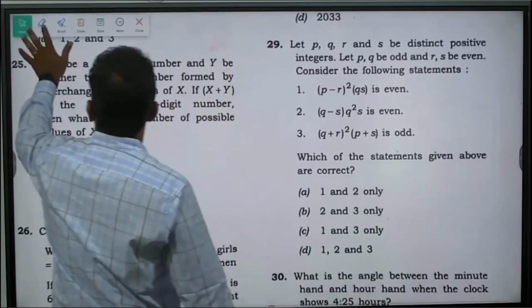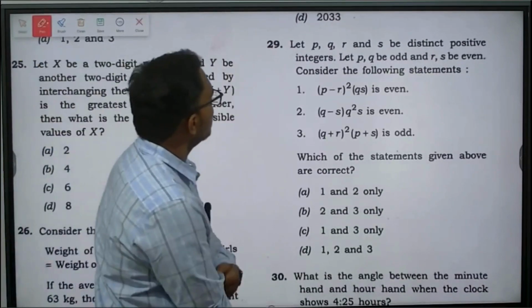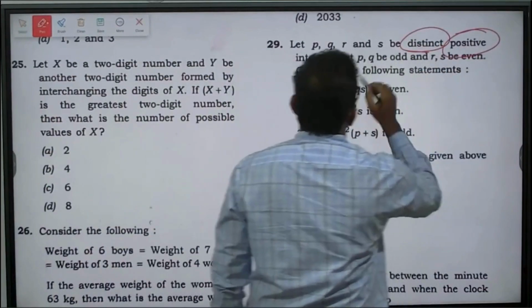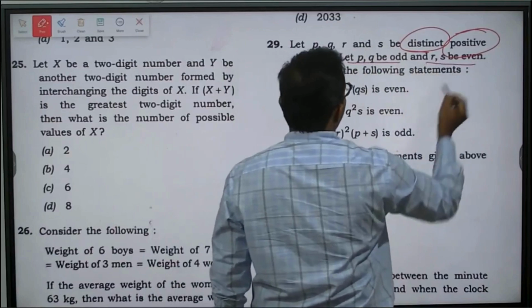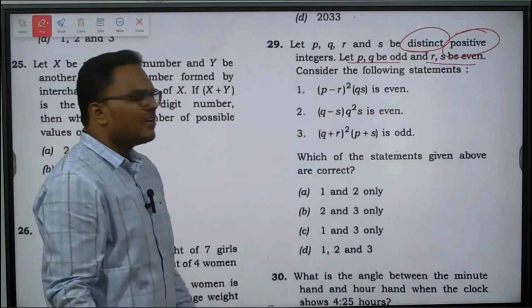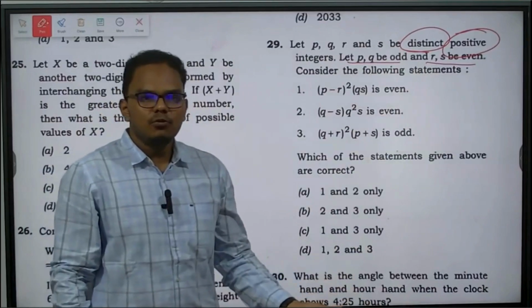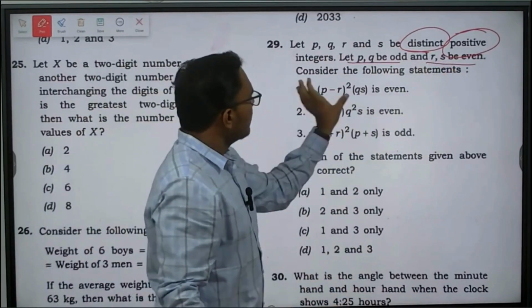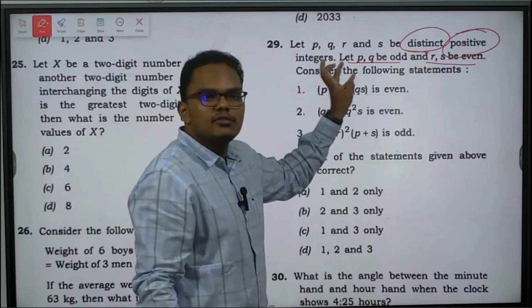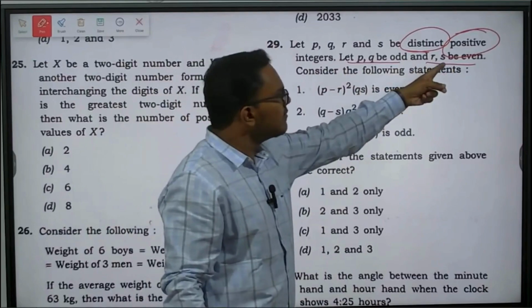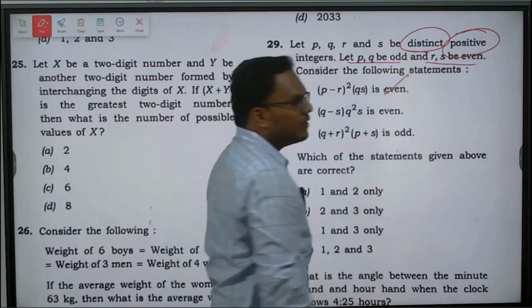Again, this is an interesting question. P, Q, R, S be distinct positive integers, let P, Q be odd and R and S be even. Consider the following statements. See, when will you call something even? If you have a factor of 2. Already it is told that R and S are even. So forget about this P minus R square, that is to confuse you. If you have S in that, it's definitely even, because S is given as even. So this statement is right.